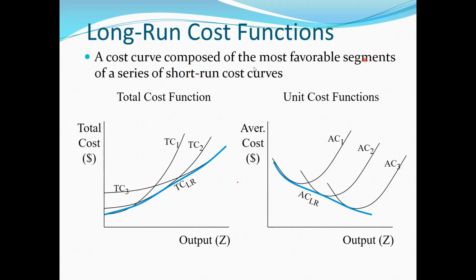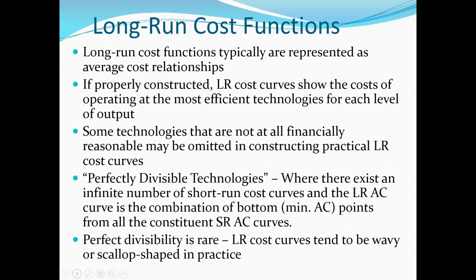So you take the most favorable segments. Most favorable segments are typically the ones where average cost is still going down, down, down. But when the average cost curve starts to rise, you switch over to the next curve, and then to the next curve when that one starts to rise. So long-run cost functions are typically represented as average cost relationships. If properly constructed, long-range cost curves show the cost of operating the most efficient technology for each level of output. As I said, you could change factories if you'd like.